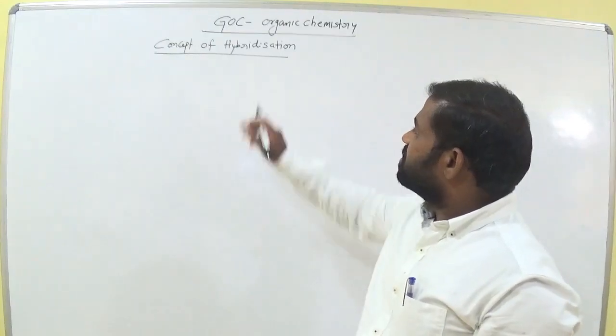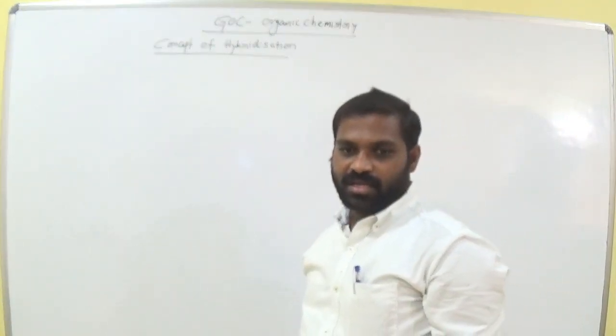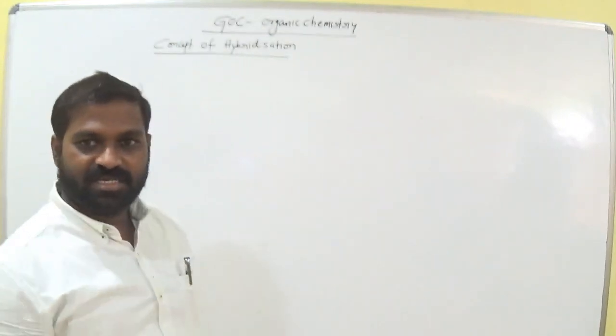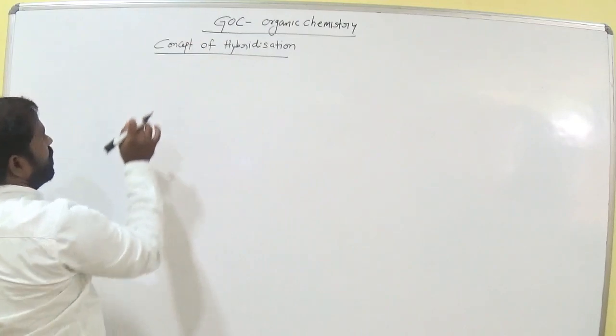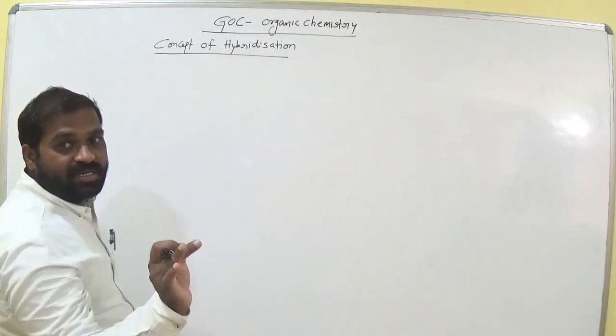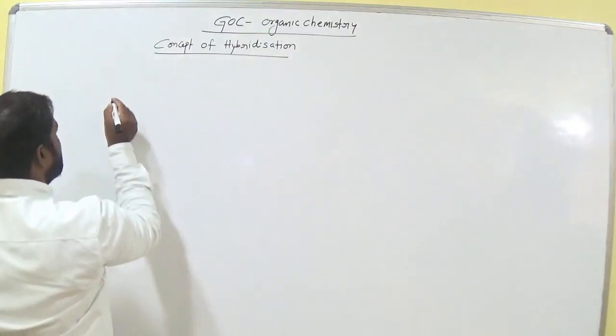General organic chemistry, concept of hybridization. An important topic. So let's see. You know the atomic orbitals. In an atom it has some orbitals.